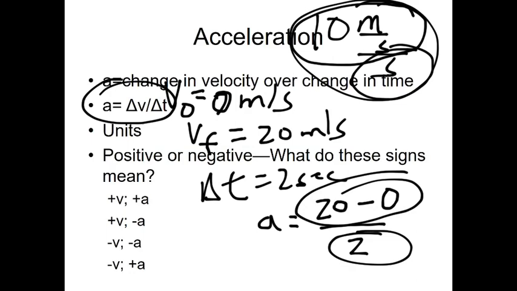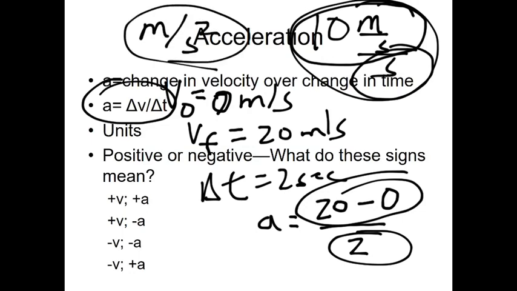An equivalent way of writing that is meters per second squared. This unit and this unit are exactly the same thing. Remember what that meters per second squared means. It means each second the velocity is changing by that many meters per second. In this case, 10 meters per second.